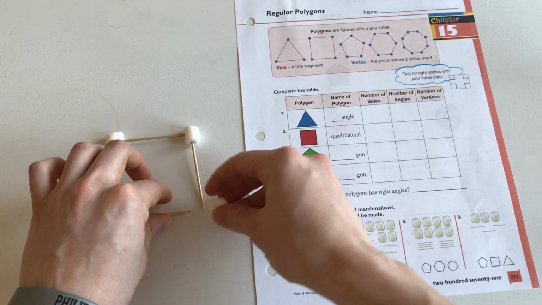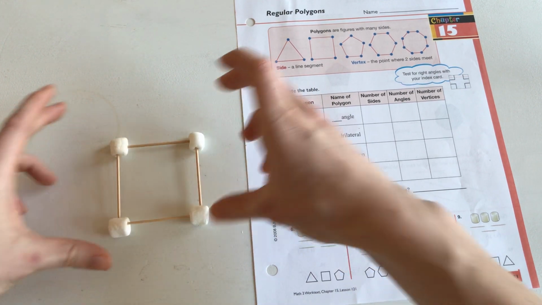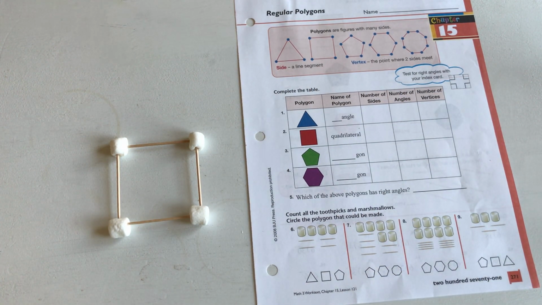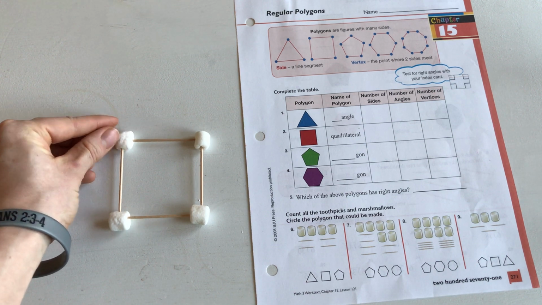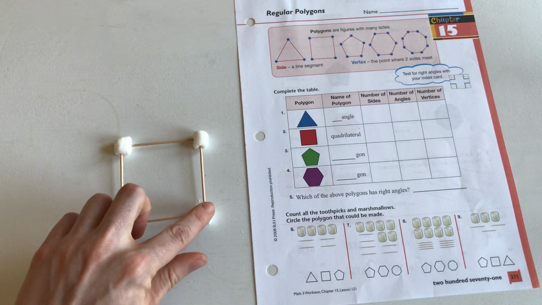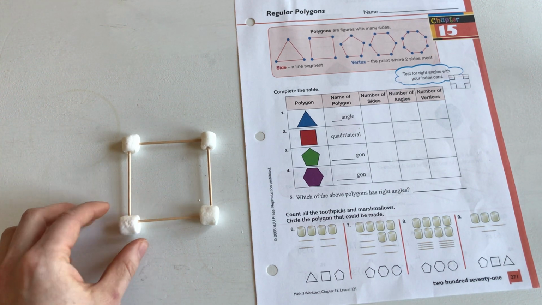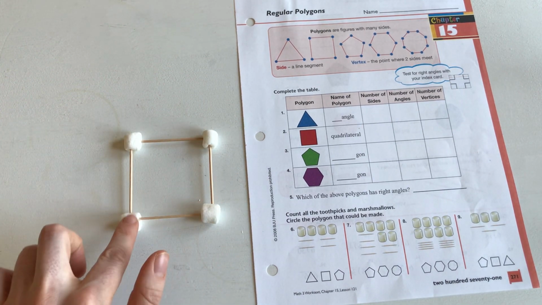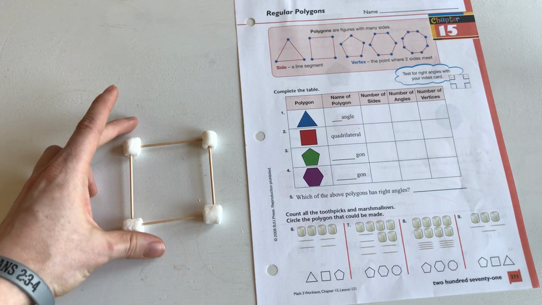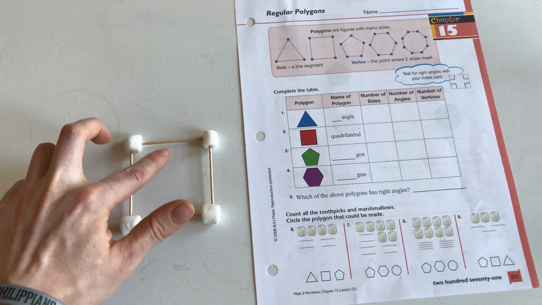Okay, so the toothpicks are representing my lines. And the marshmallows then are representing the vertex. Yeah, so remember, where those lines meet, the point, we call the vertex. And if there's more than one point, the plural is vertices. Yeah, vertices. So on the square, there's 4 sides. There's also 4 vertices. And look at where these lines meet. They all meet at 90 degrees. I could draw a perfect square in the corner.